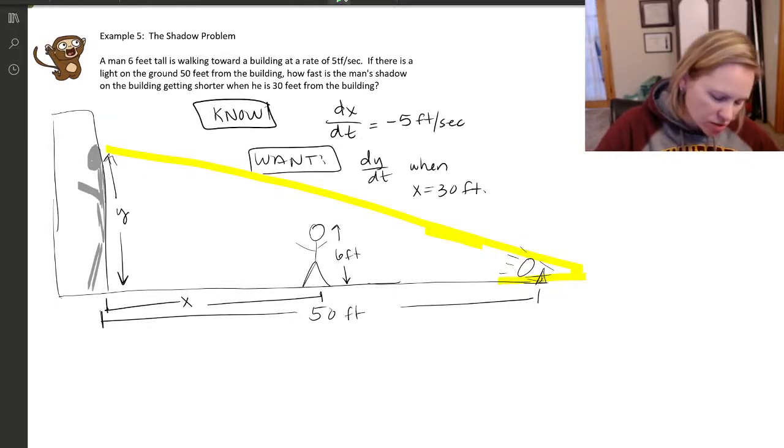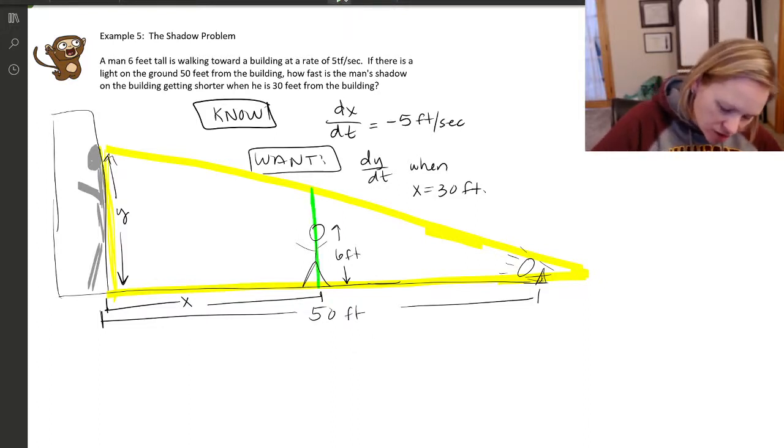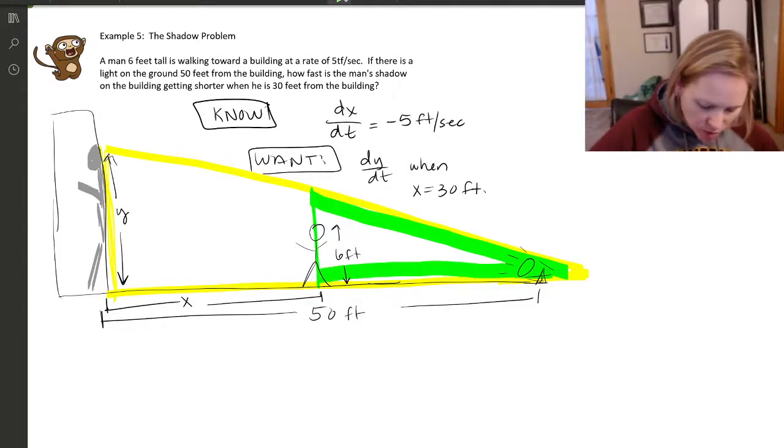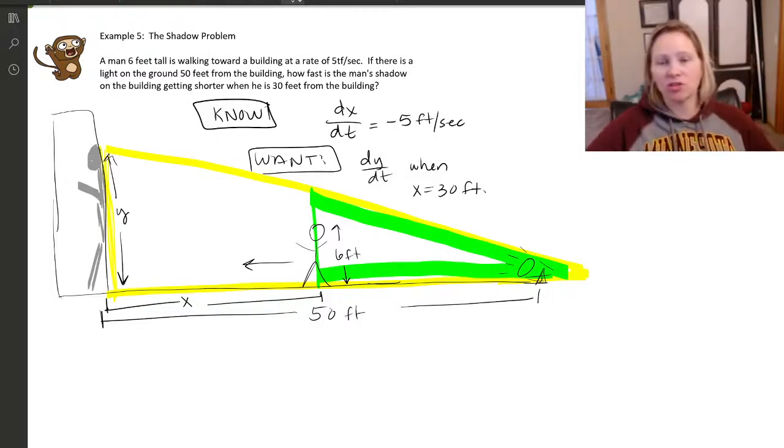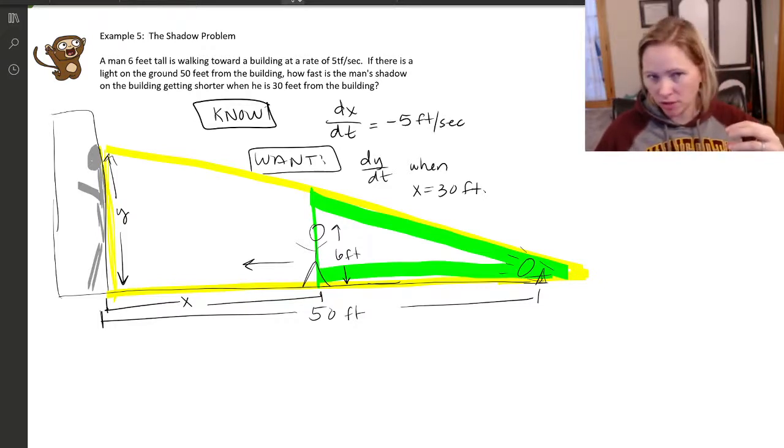What we want to notice, though, is that we have more than one triangle happening. So I'm going to draw the two triangles in. We've got this yellow triangle from the light with a fixed side, and then we have this green triangle. And this green triangle is going to change as the man walks forward. And I'm going to draw a little arrow for the man also, because I like to remember that he's walking this way. And notice dx/dt is a negative value because x is getting smaller.